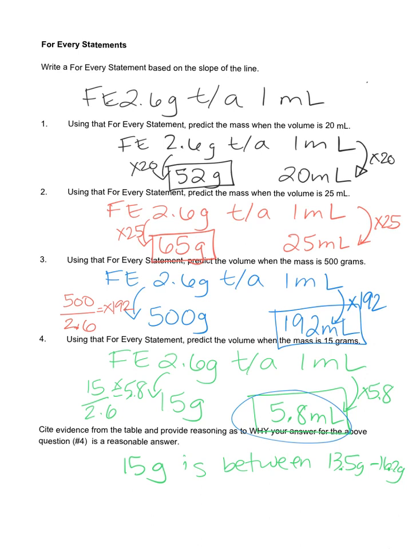As I look, the answers that match up here are 5.2 milliliters and 6 milliliters. So this matches with here and this matches with here. And again, my 5.8 milliliters is between these two. So my evidence supports it. My reasoning would be simply that because what I calculated falls within the range of the data, it's a reasonable solution. So that's how you could solve these problems using a for every statement.